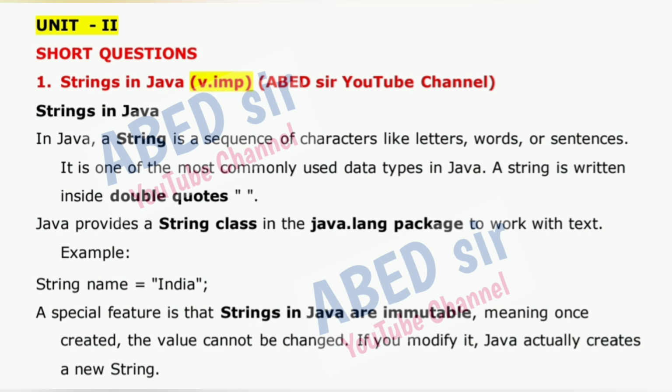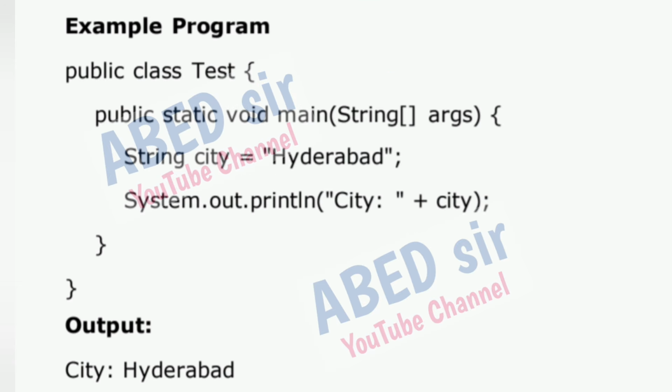Example: String name = "India". A special feature is that strings in Java are immutable, meaning once created, the value cannot be changed. If you modify it, Java actually creates a new string. Example program: public class Test, public static void main(String[] args), String city = "Hyderabad"; System.out.println("City: " + city). Output: City: Hyderabad.